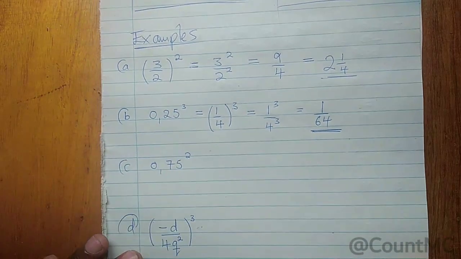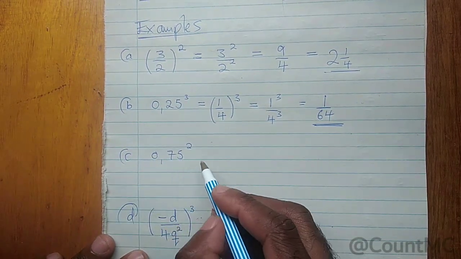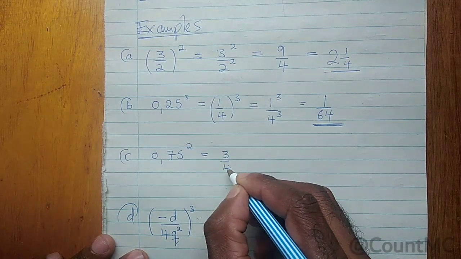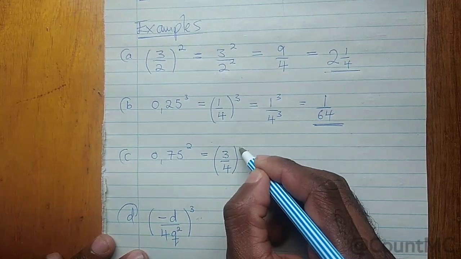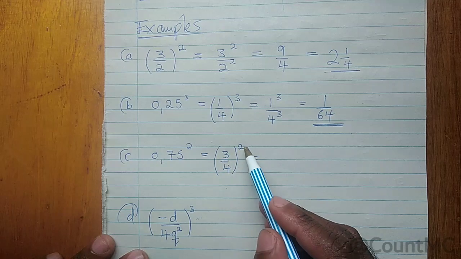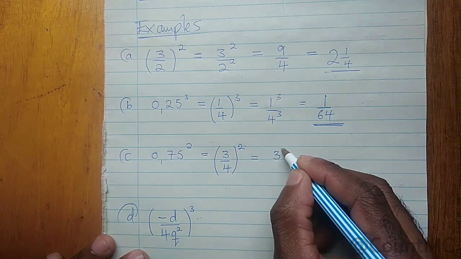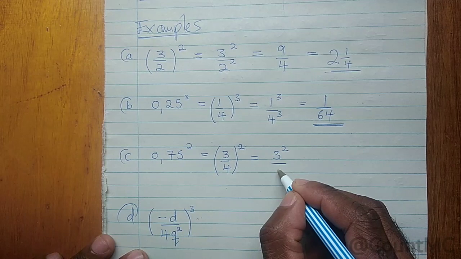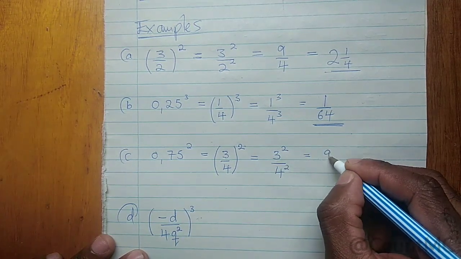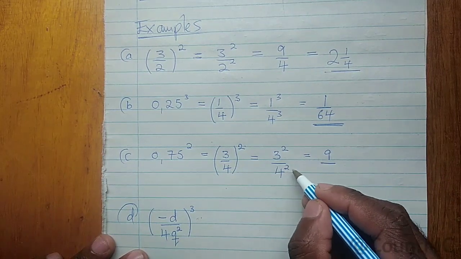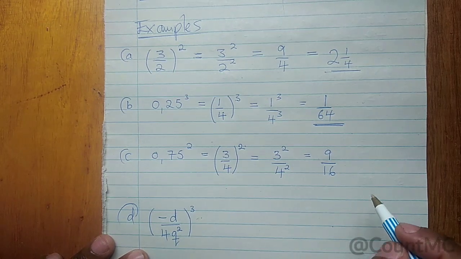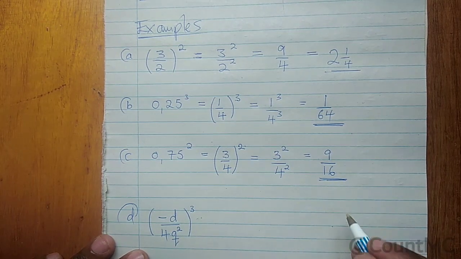This is your answer. So 0.75 squared, 0.75 is 3 quarters. So 3 quarters squared is equal to, let's distribute the 2 inside. This will be 3 to the power 2 divided by 4 to the power 2. 3 to the power 2, that's 9. 4 to the power 2, that's 16. This cannot be simplified further. So this is your answer.